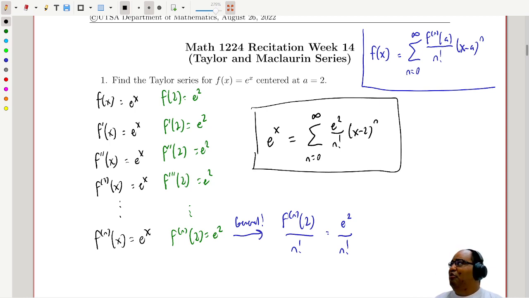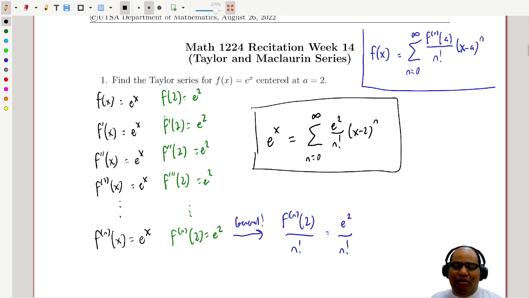So it works out pretty well, right? You find the derivatives, see if you can find the pattern, evaluate the derivatives at your center point. In this case, that center point is a equals 2. And now you get the general term and combine all that into a nice, tidy, infinite sum. So that just works out extremely nicely, does it not?